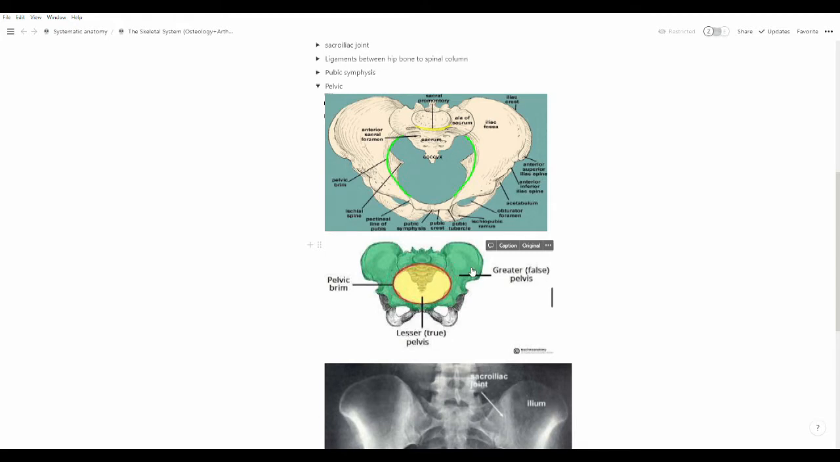We also have the greater or the false pelvis. Why is it false? Because it's not an actual hole. It's just this part of the hole. So it's called the greater pelvis, the lesser pelvis, and this line that aligns the interior of the hip bone is called the pelvic brim. So this is the pelvic brim in here.